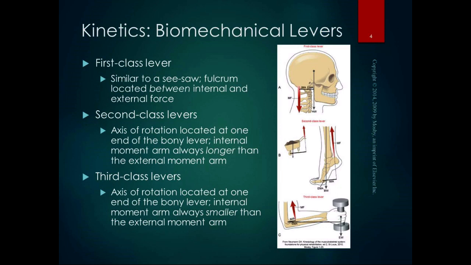So the acronyms that we use for these use force, axis, and resistance to make the acronym. So the first class lever is FAR, F-A-R, force, axis, resistance. The axis is in between the force and resistance. The second class lever, the acronym is ARF, A-R-F, like a dog would say ARF. And my stupid mnemonic for this is second class dog, A-R-F. Axis is on one end, force is on the other, and resistance is in the middle. The third class lever is AFR, axis on one end, force in the middle, resistance on the other end.